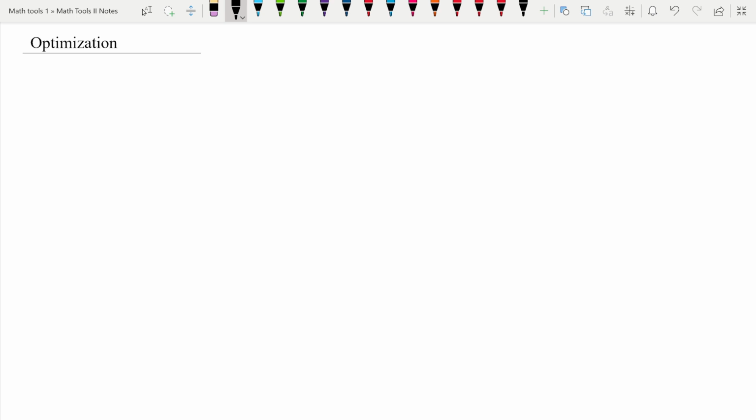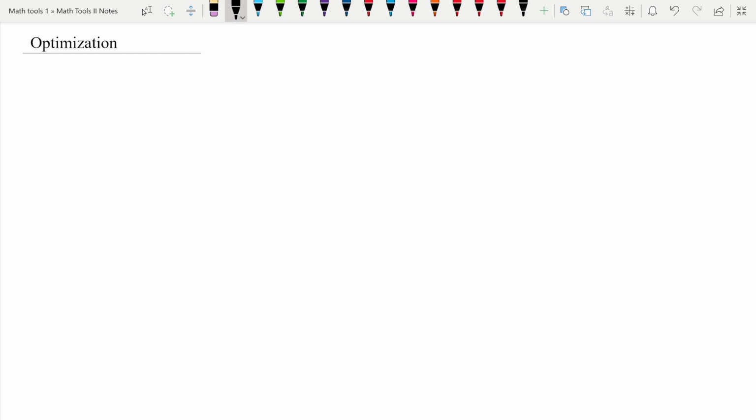Another application of derivatives is doing what we call optimization. So optimization means that we're optimizing something, right? We either want to make it as large as possible or as small as possible, and whatever it is depends on the context of the problem. Regardless, a lot of the problems work the same way. So let's look at some examples of these.